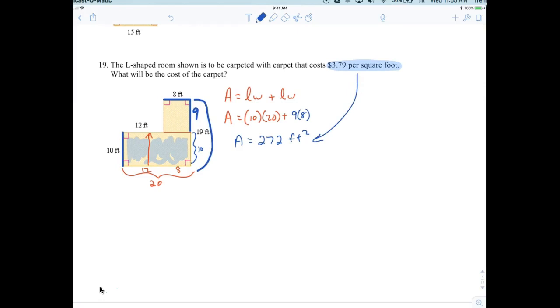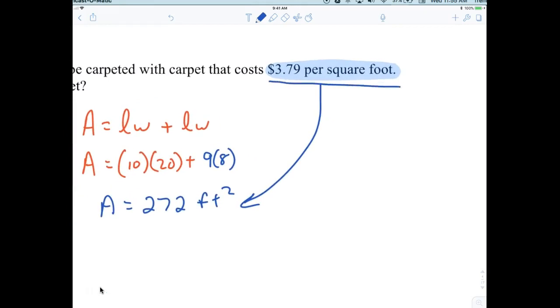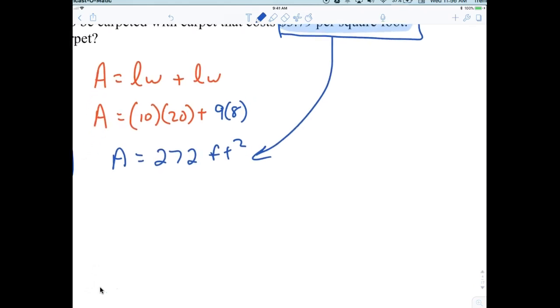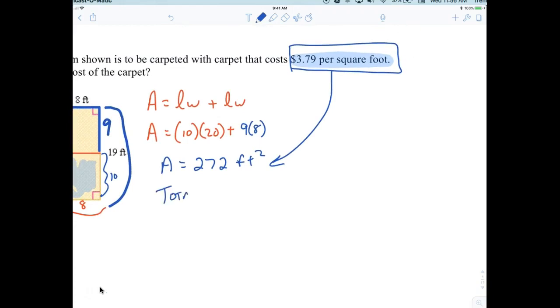So what would be the cost of carpeting my room? 272 times 3.79. So listen to me, pay attention now so you can get this right. This means it's $3.79 every square foot. How many square feet do I have? 272. So your total cost is going to be 272 times 3.79. Somebody tell me what that is. How much? $1,030.88. Girls, are you all right with that? Is everybody okay with that?